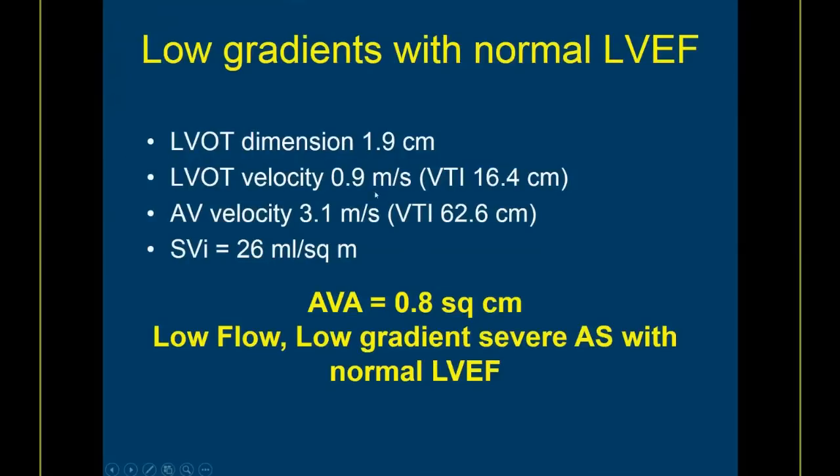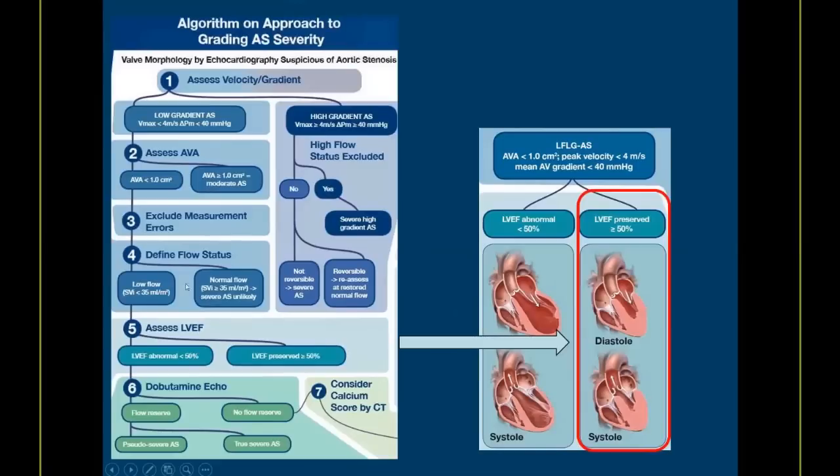And when you calculate our stroke volume index, this is her dimensions and the velocity, her stroke volume index was low, 26 mL per meter squared, so less than 35. So she has the low flow, low gradient, severe aortic stenosis with normal LV ejection fraction. And this is, in our algorithm, the situation that we're dealing with right here. So the hypertrophied heart with a small cavity, small volumes, unable to generate a large stroke volume because of that.